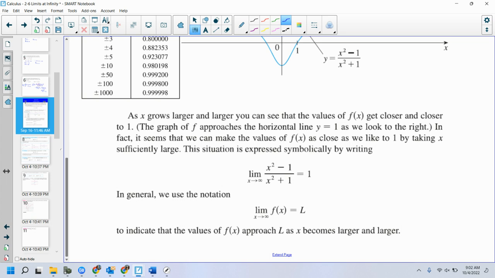The infinity is down here when we're looking at what's happening on the right side or what's happening on the left side. That's really what we're looking at here. What's happening on the right side or what's happening on the left side?